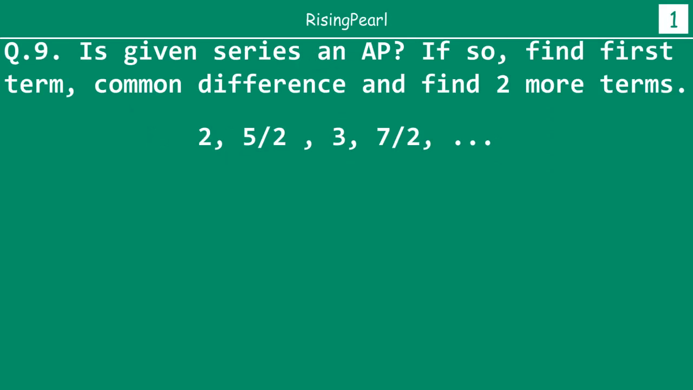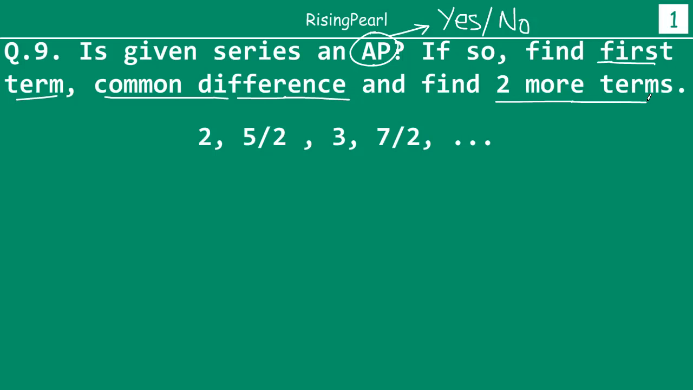So the question goes like this. Is the given series of numbers an AP? AP is a short form for arithmetic progression. If so, find the first term and the common difference. So the question has 3 parts. First, it's a yes or no: is the given series an arithmetic progression? If it is yes, we have to find out the first term and we have to find out the common difference. And then also we have to find out 2 more terms of that arithmetic progression.